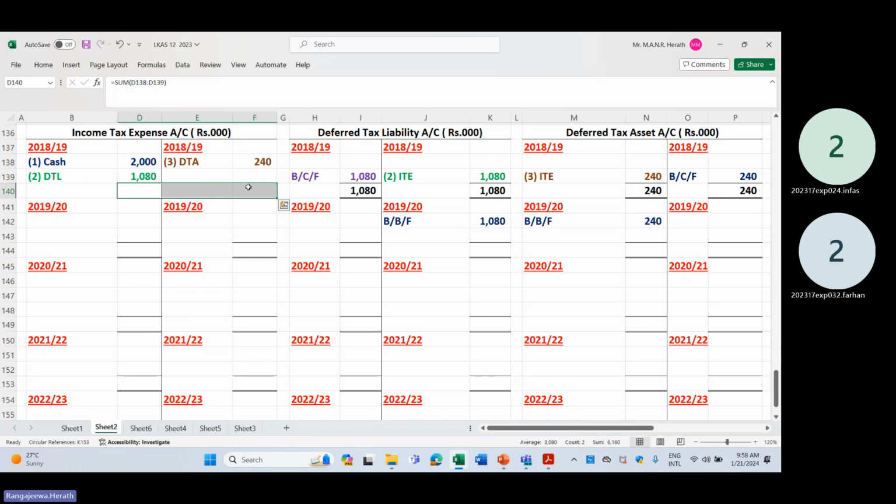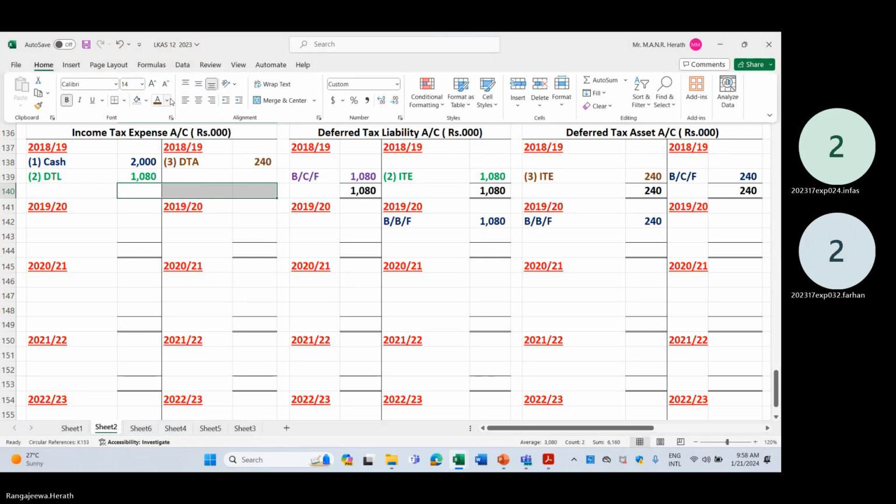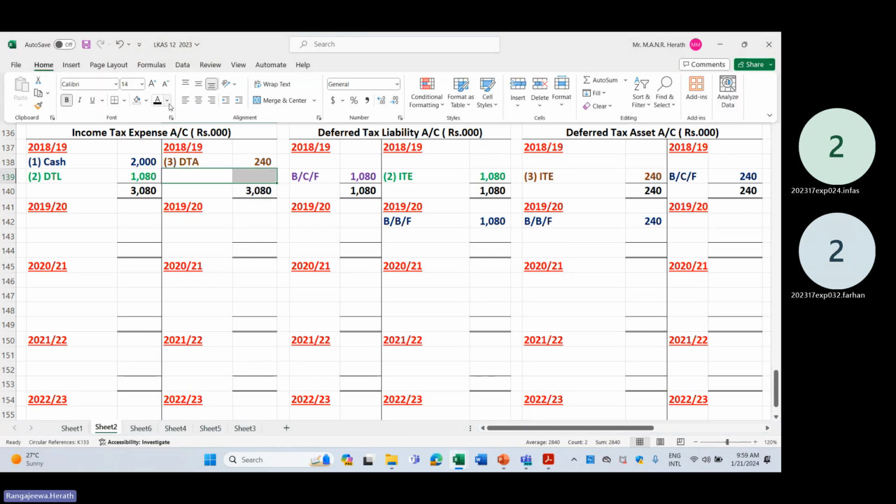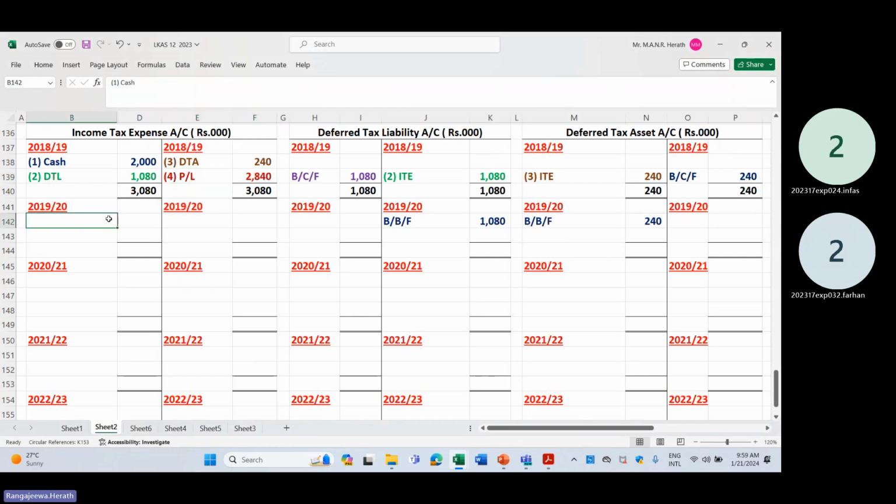So first year, when you balance the tax expense account, you charge to P&L 2,840. Cash payment is 2,000, but because of the deferred tax adjustment, the amount going to P&L is 2,840.